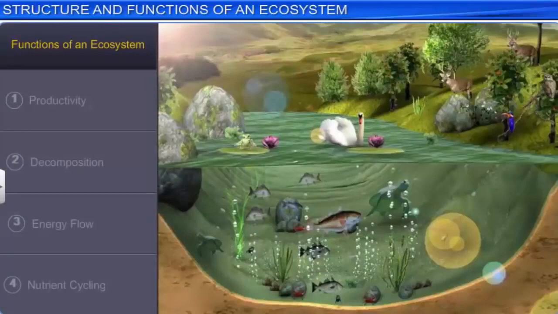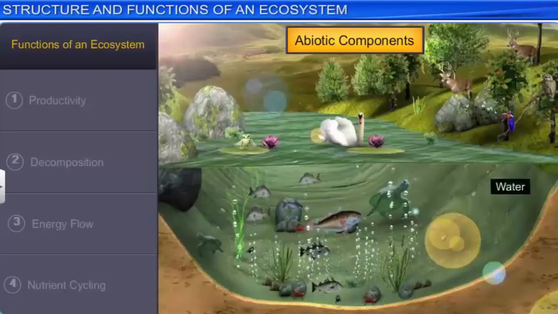To better understand the structure and functions of an ecosystem, let us take the example of a small pond, which is a fairly self-sufficient system. Now, some of the abiotic components in this pond include water, rocks, soil, sunlight, and dissolved inorganic and organic substances such as oxygen, carbon dioxide, and nitrogen. It also includes dissolved inorganic salts in the form of nitrates, chlorides, and phosphates.